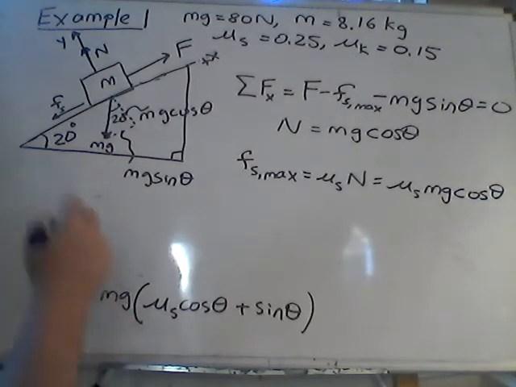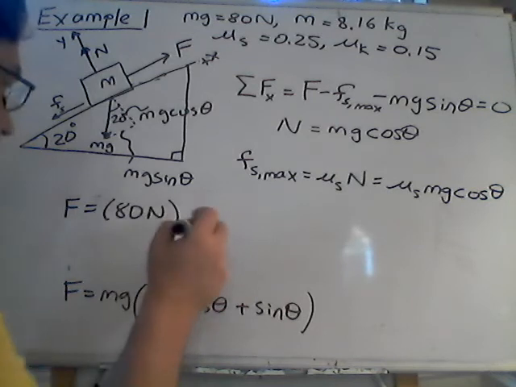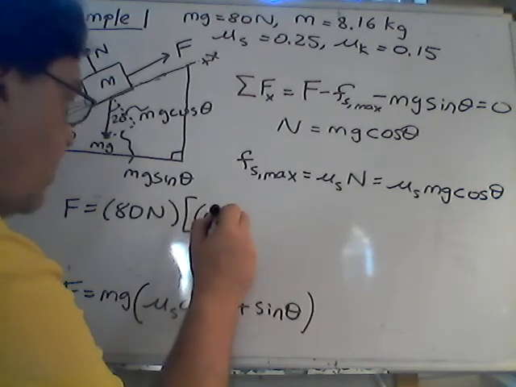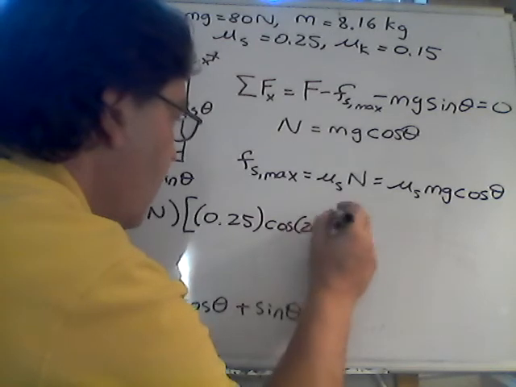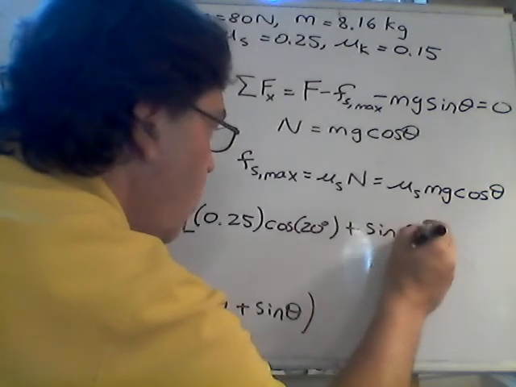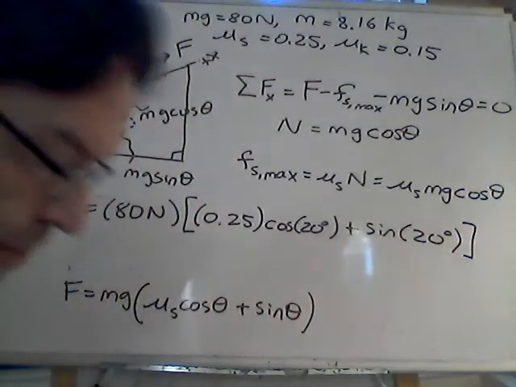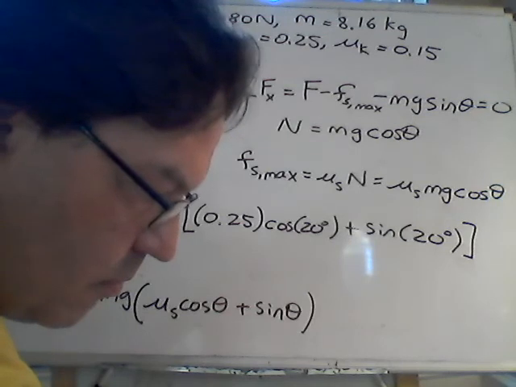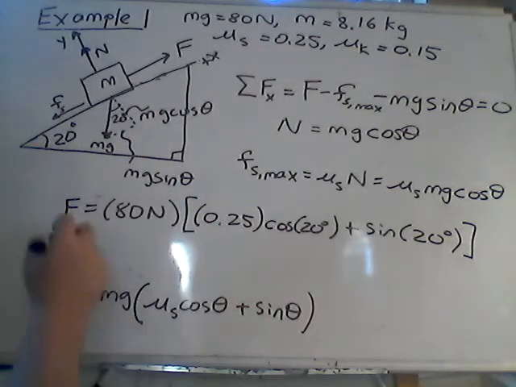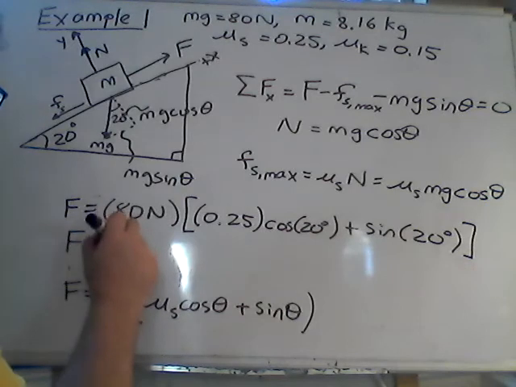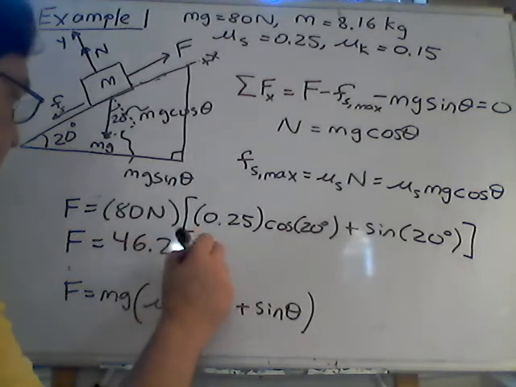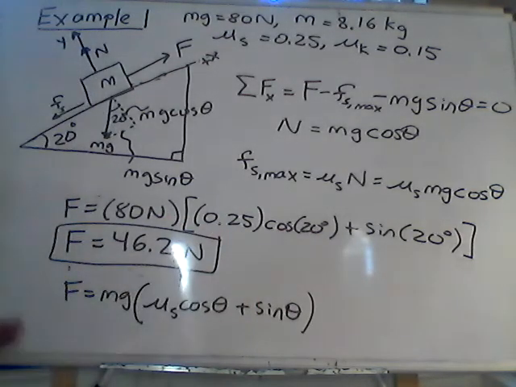All right, so here we are. F, mg, I remember, is 80 newtons. And then it's going to be mu sub S, I'm still using 0.25 because it's a static case, cosine 20 degrees plus the sine of 20 degrees. If I work all this out, I get 46.2 newtons. So I need to apply 8.57 newtons to prevent the motion. If I want to just get it to start moving up the plane, I need to apply 46.2 newtons.